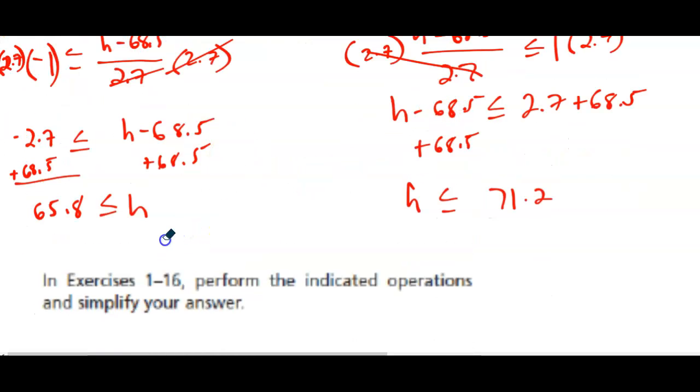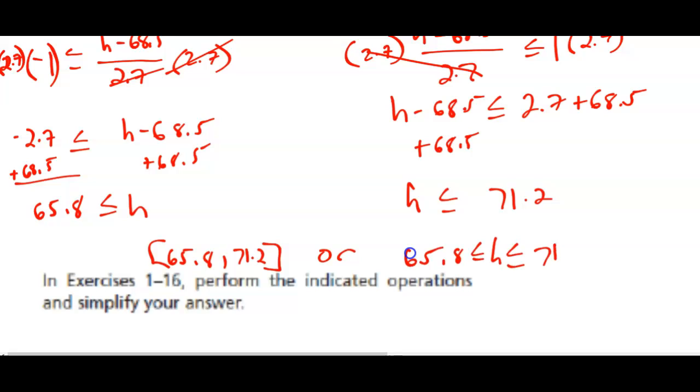Alright, we have interval notation 65.8, 71.2. Oh, brackets, by the way, I forgot. It's brackets because there's an equal to this time. Or inequality notation: 65.8 less than or equal to h less than or equal to 71.2.